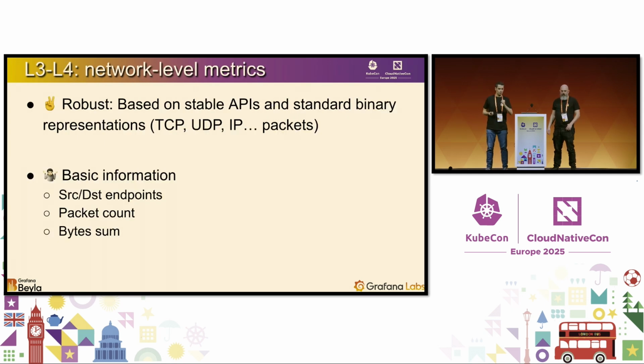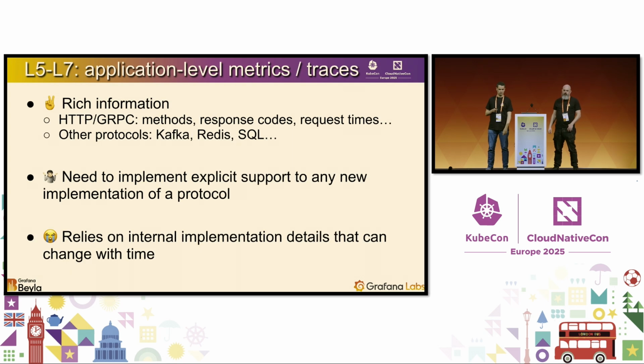So summarizing what we provide, network level metrics, L3, L4, are robust because they are based on stable APIs. Basically, the Linux kernel TCP/IP library, and the binary implementation is a standard. So it's robust, but it provides very basic information, basically source and destination, how many bytes are flowing between two endpoints in your cluster.